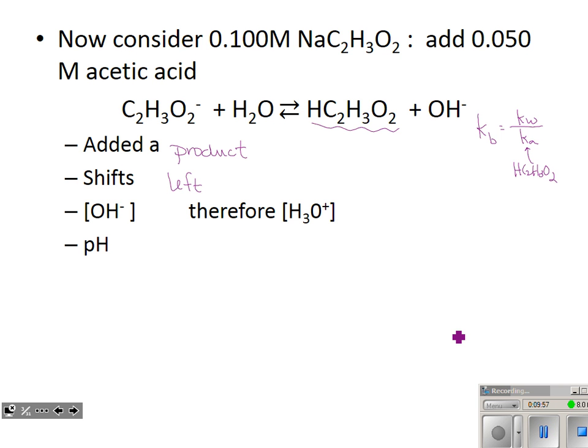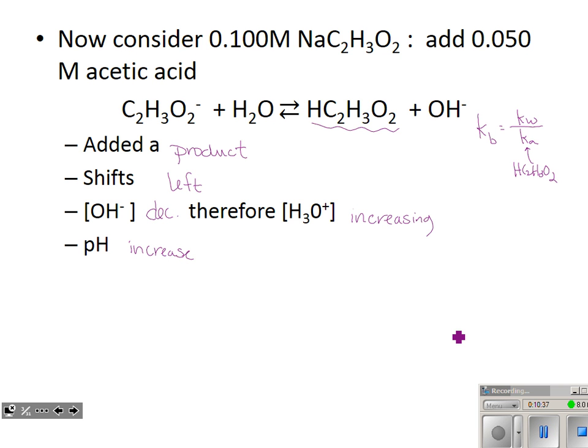Remember that according to Le Chatelier's principle, if we give a system at equilibrium some more products, it's going to run in the reverse direction to use that product and thus make more reactants. We know that the hydroxide concentration is then going to decrease. And if the hydroxide ion concentration is decreasing, that means that the hydronium ion concentration is increasing. With more hydronium, the pH will also increase.